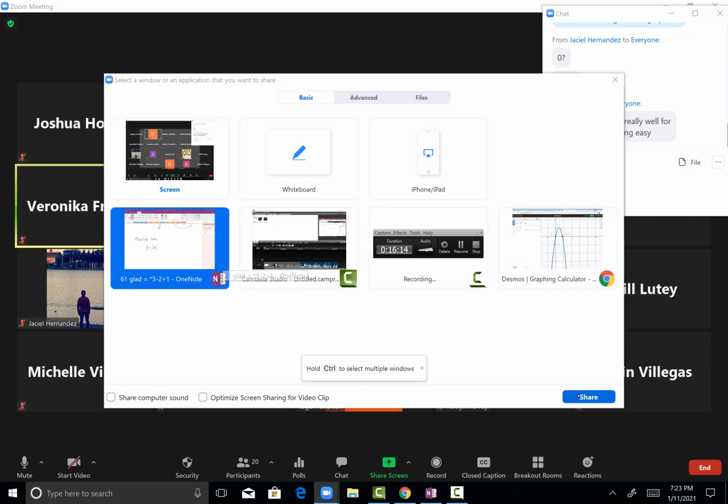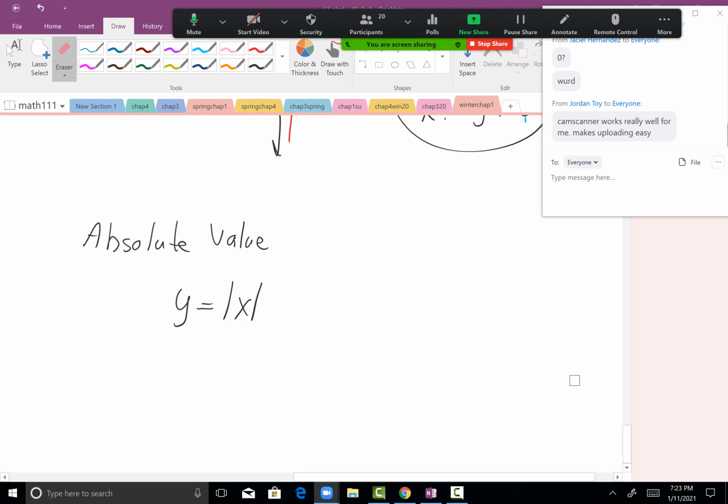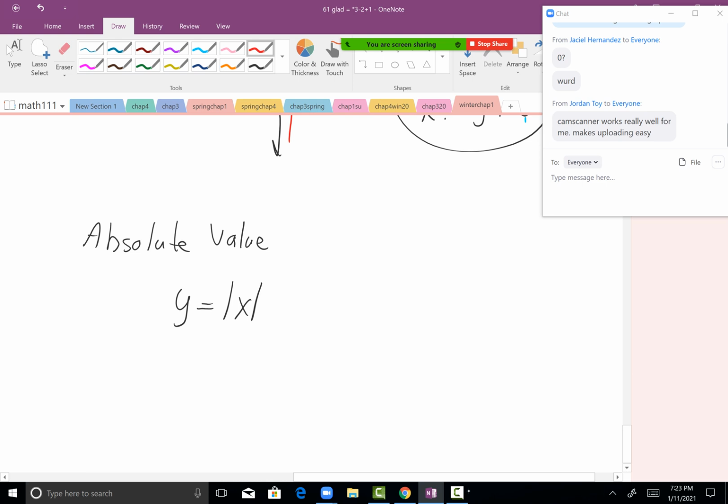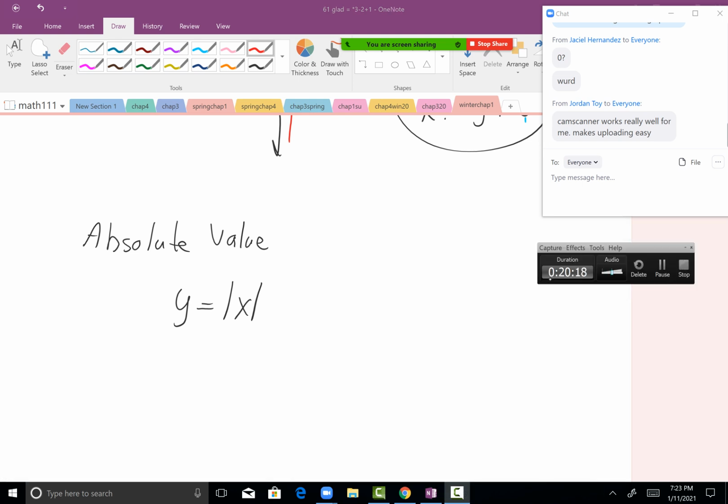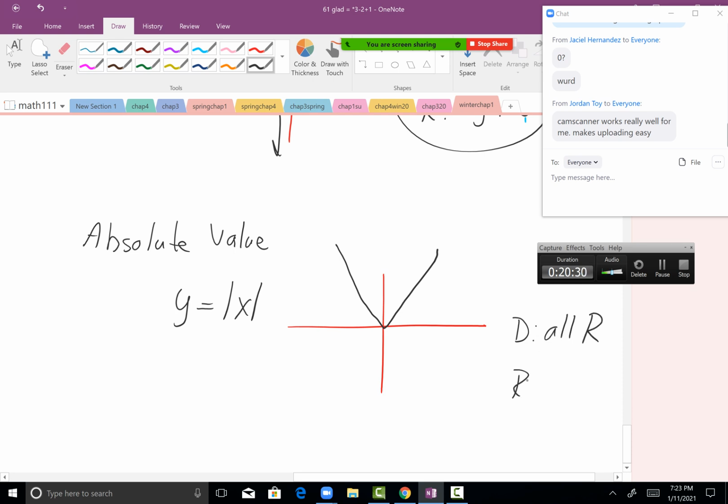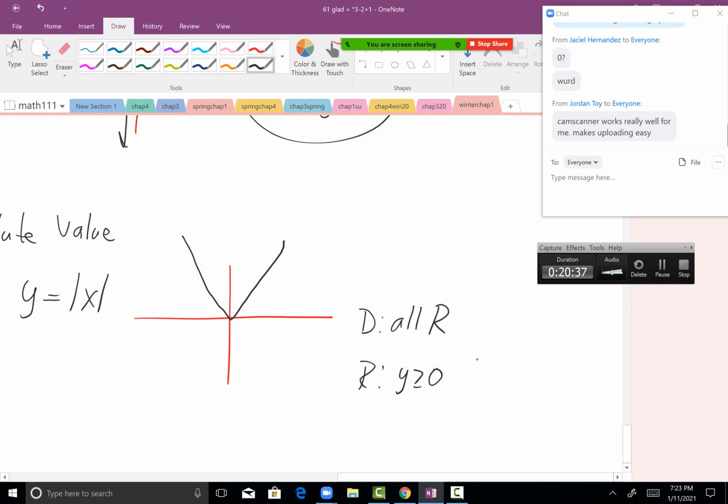So the absolute value graph looks like a V. And the domain you told me was all reals. We get a lot of domains of all reals. That kind of happens. And here we're going greater than or equal to 0. And there we go for those that like the interval stuff.